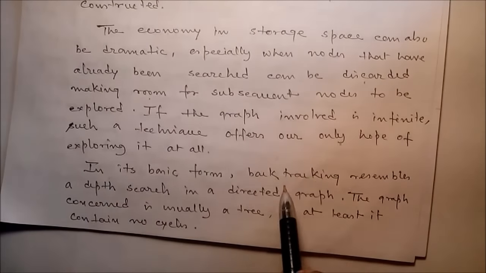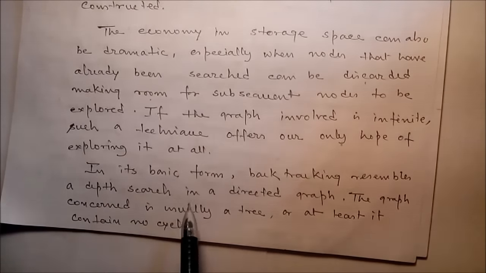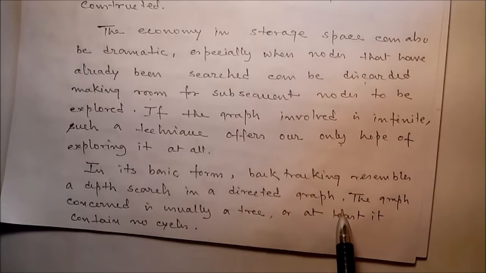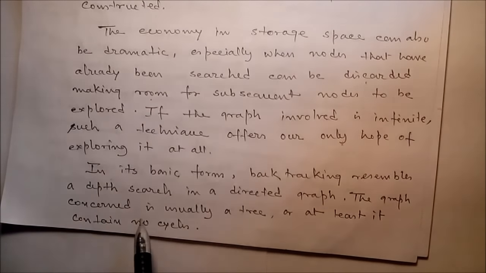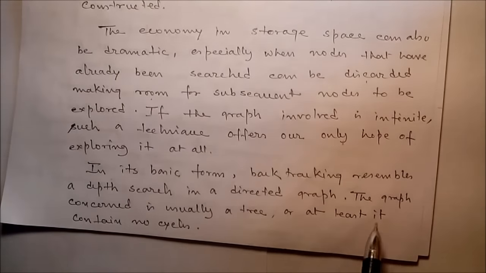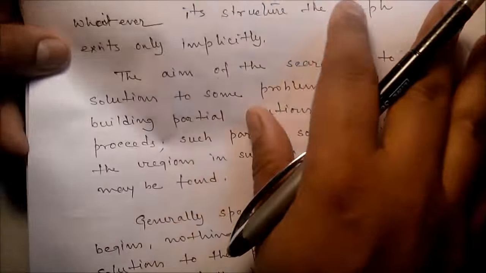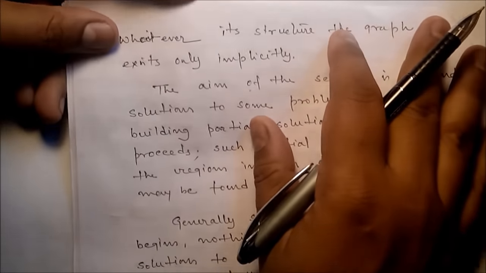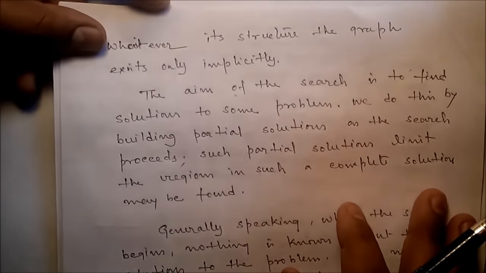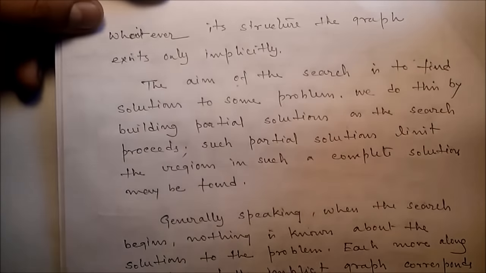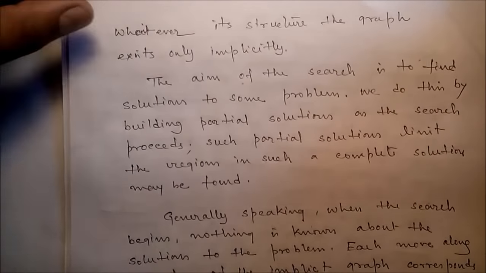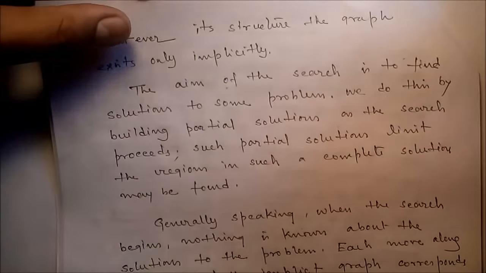In its basic form, backtracking resembles a depth first search in a directed graph. The graph concerned is usually a tree, or at least it contains no cycle. So a little bit of theory is there. Now we'll talk about what backtracking is and how to solve one problem using backtracking, solving the knapsack problem using backtracking.